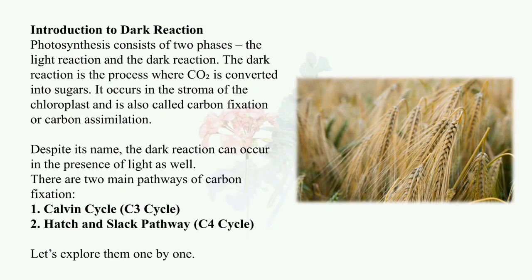Introduction to dark reaction. Photosynthesis consists of two phases, the light reaction and the dark reaction. The dark reaction is the process where CO2 is converted into sugars. It occurs in the stroma of the chloroplast and is also called carbon fixation or carbon assimilation. Despite its name, the dark reaction can occur in the presence of light as well.